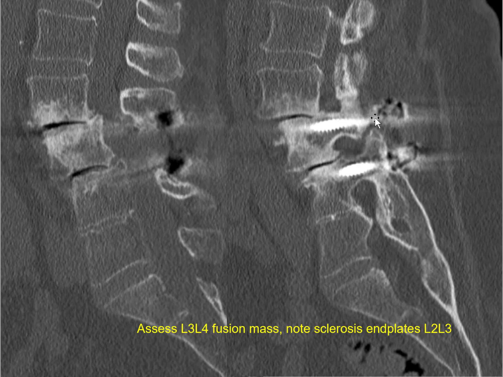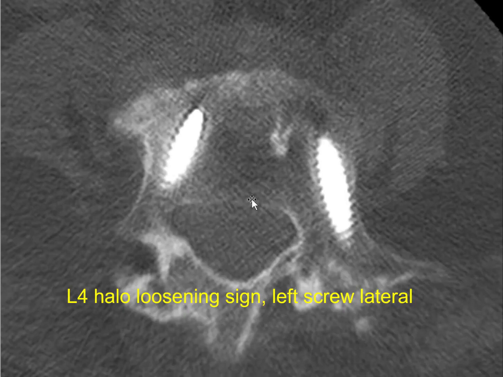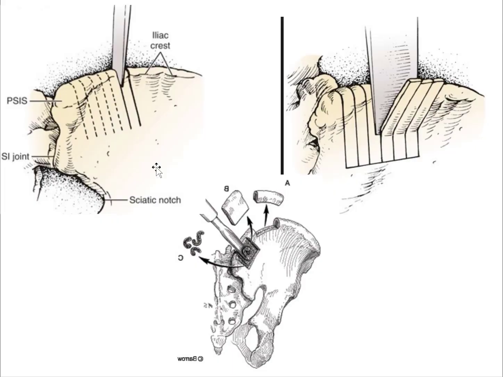At L3-4, I think she also has a non-union. You can see there's a black line across where there should be a fusion mass. So that just adds to the problems. If you look at the axial cuts at the level of L4, there's a halo loosening sign around the right L4 screw, suggestive of non-union.